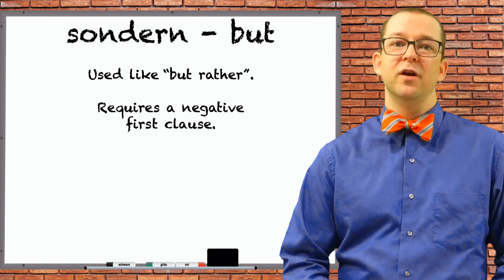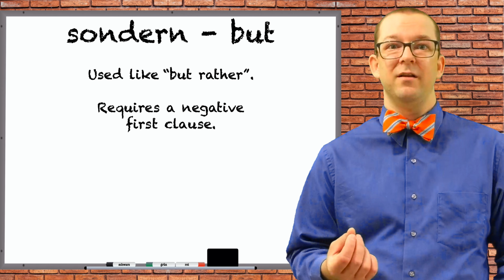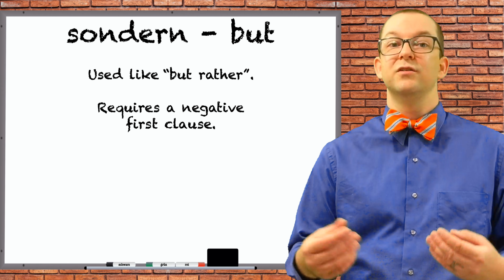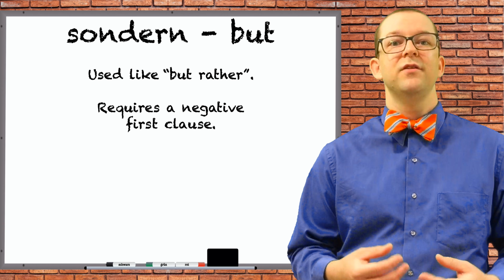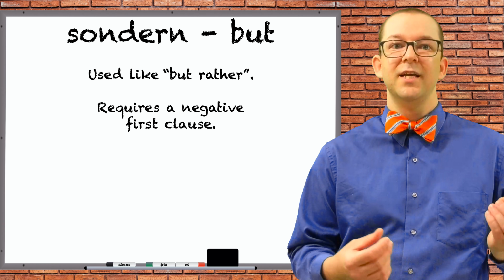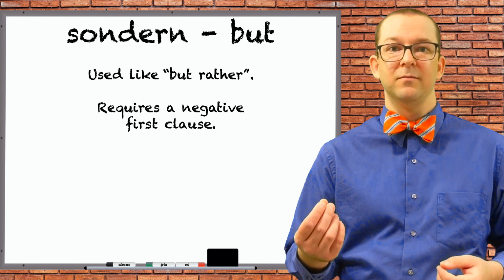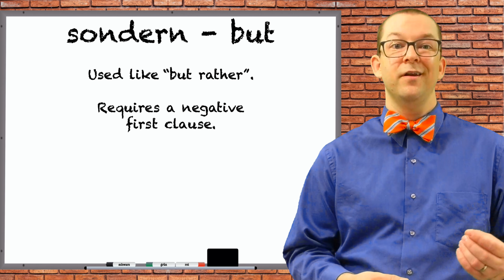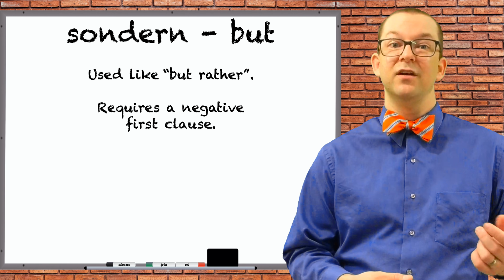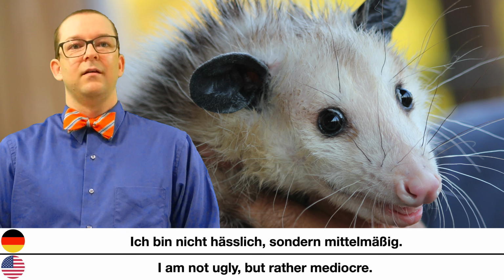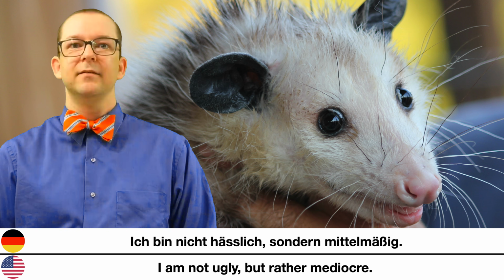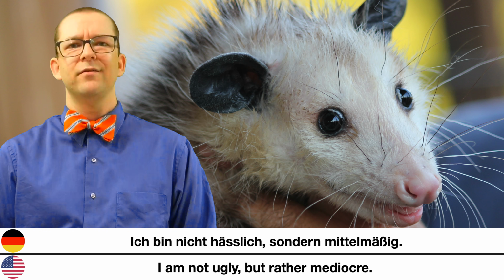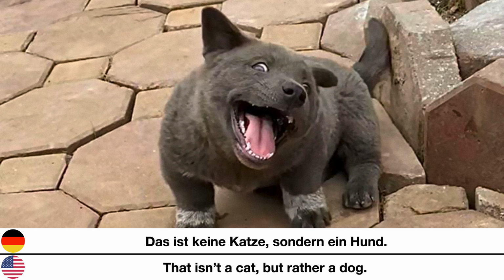Another conjunction in German that means but is sondern. This word is a bit more than just but, however. It includes a connotation of rather. It shows that the thing mentioned before the conjunction is being negated by the thing after it. This means that the conjunction sondern must be used after a negation of some sort. For example, ich bin nicht hässlich, sondern mittelmäßig. I'm not ugly, but rather mediocre. Das ist keine Katze, sondern ein Hund.